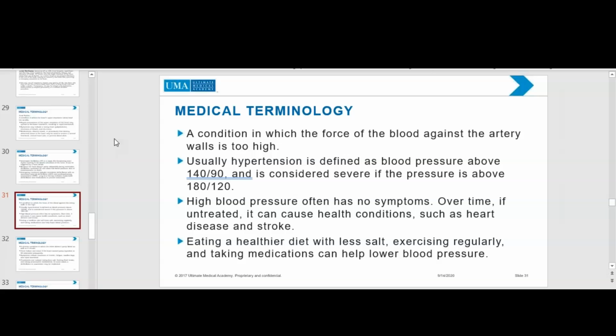A condition in which the force of blood against the artery walls is too high is usually hypertension. We're talking about hypertension. Usually hypertension is defined as blood pressure above 140/90 and is considered severe if the pressure is above 180/120. High blood pressure often has no symptoms. Over time, if untreated, it could cause health conditions such as heart disease and stroke. Eating a healthier diet with less salt, exercising regularly, and taking medication can help lower your blood pressure.